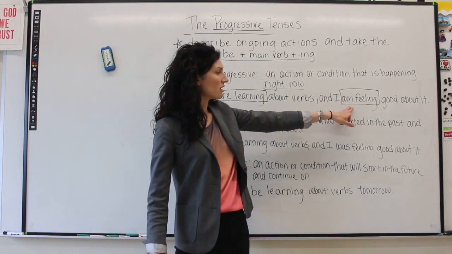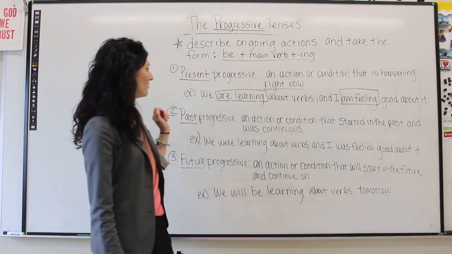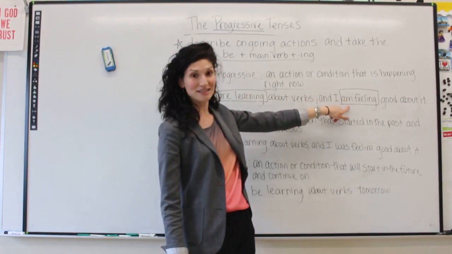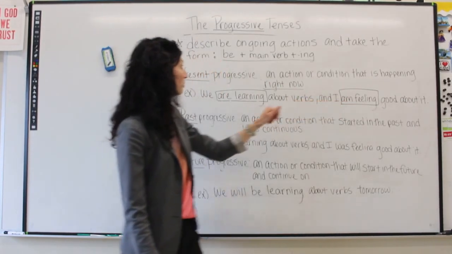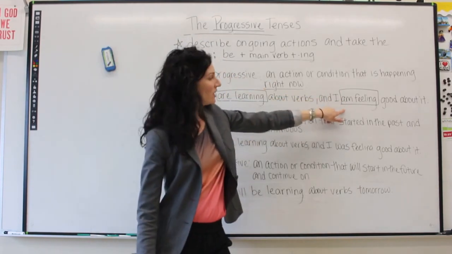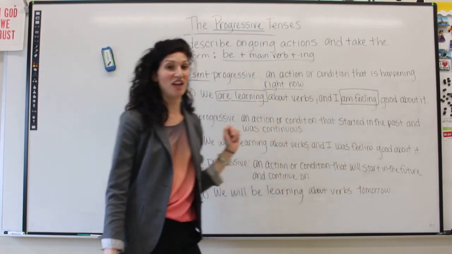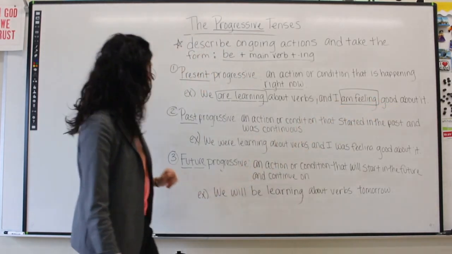If you look over here, we know that we have a present progressive verb tense because we have the present simple form of the verb to be, which is am, followed by the main verb feeling or feel with an ing at the end to make feeling.